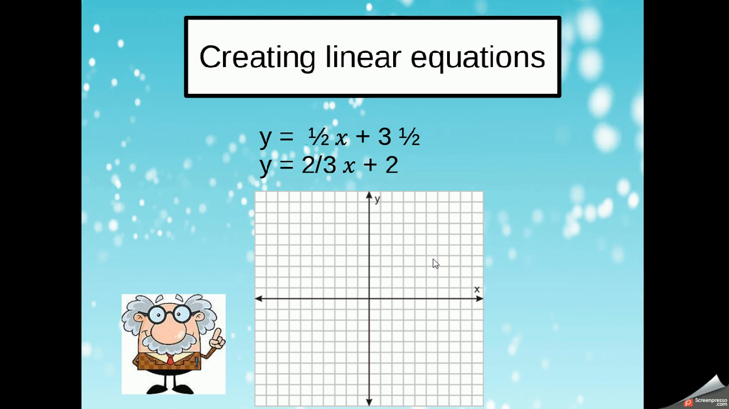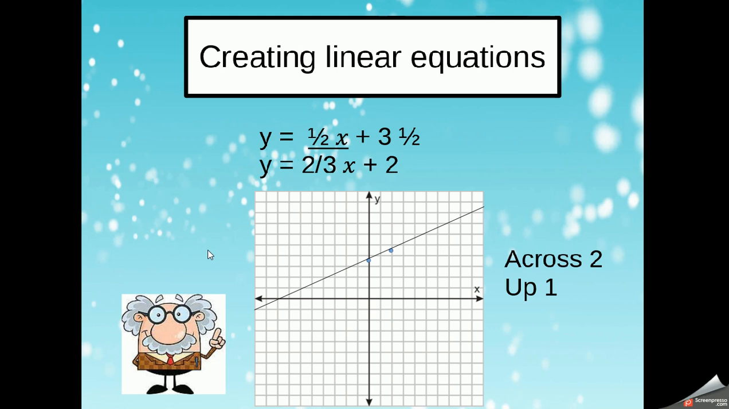So here's my Cartesian graph with the two axes. I know that the 3.5 at the end of the first equation tells me it's going to cross the y-axis at 3.5, so I plot that on. And then the half gradient tells me that I'm going across 2 and up 1. So remember that if it's a fraction, then the number on top tells you how many you're going up in y, and the number on the bottom tells you how many you're going across in x. So I've got those two points and I can plot a nice line going through them. So that's the first line plotted.